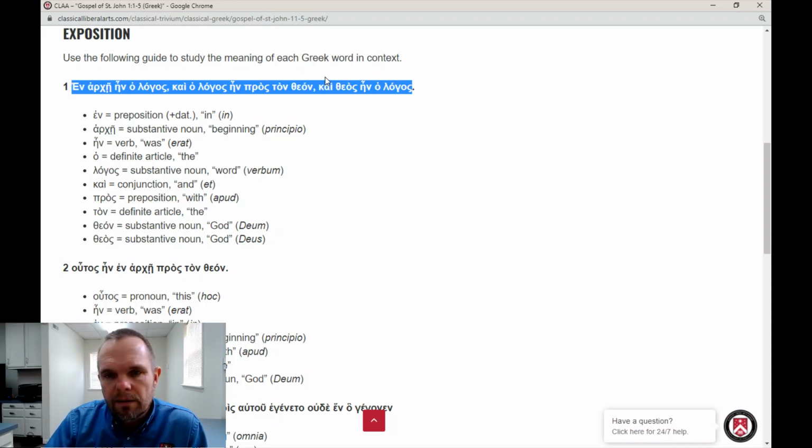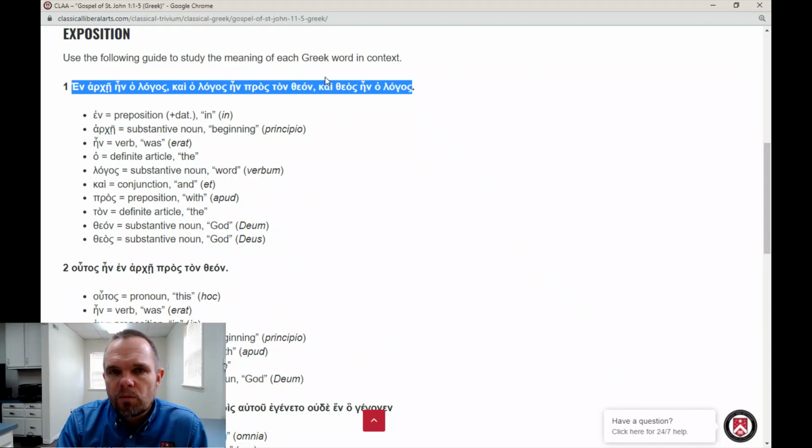Copy out the Greek text and then use this exposition to go and write the translation of each Greek word underneath it, one word at a time, and repeat that exercise. Copy out the Greek, write out the translation, word by word, until you've got it mastered and don't need to look at the exposition anymore.